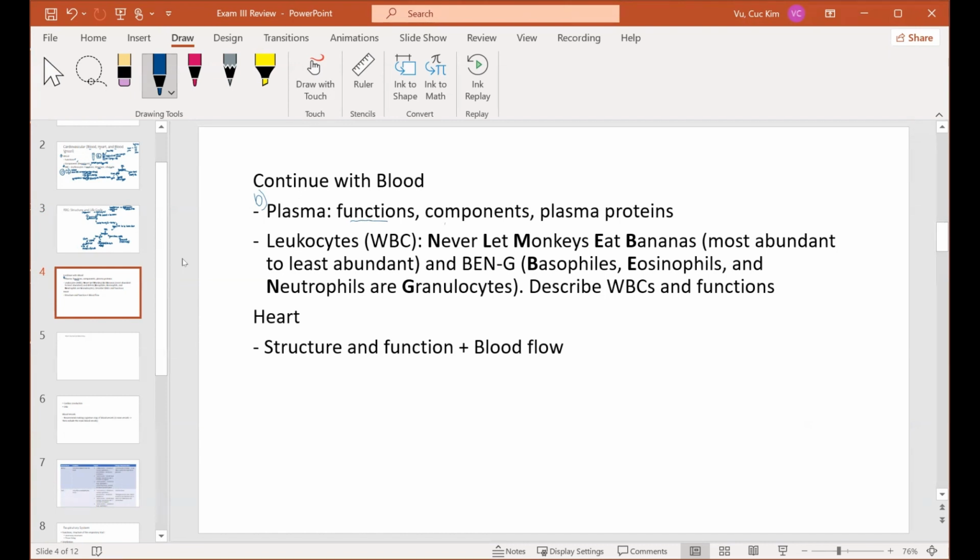You want to make sure you know the components of plasma, and you know that it's mostly water, and then it also has plasma proteins. Then there's tons of plasma proteins. If you look at your textbook, it has a long list of plasma proteins. We're just requiring you know the three basic ones. Okay, so there's three basic plasma proteins that I want you to know. What are they? Let's start with one. Name a plasma protein for me.